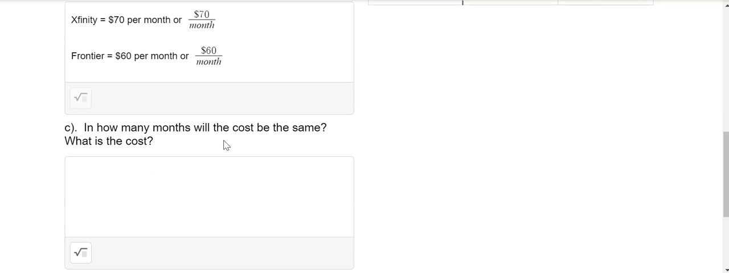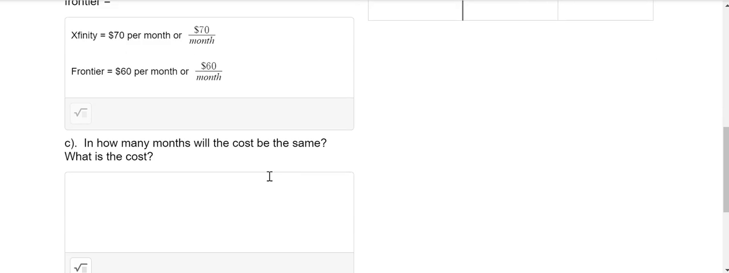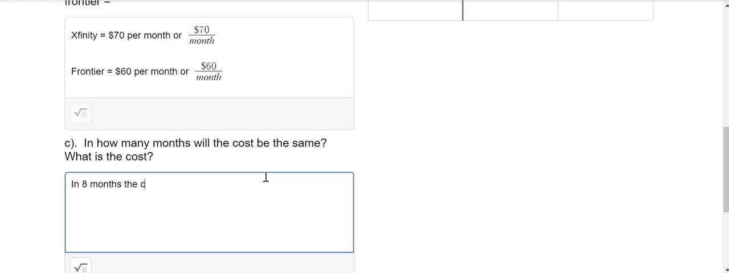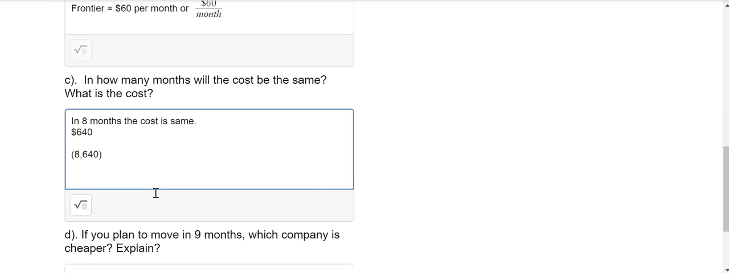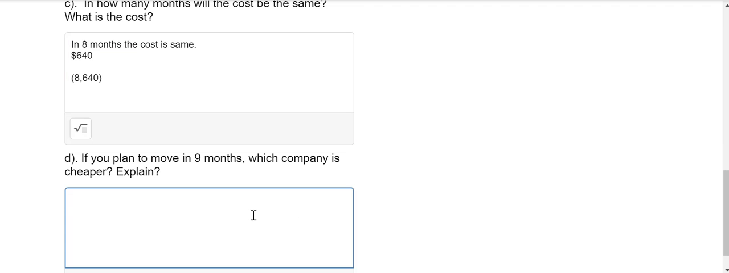Now, in how many months will the cost be the same? Looking at the table, we said it's 8 months. So in 8 months the cost is the same and it's $640. Since it's a solution to the system, we can also write it as (8, 640). If you plan to move in 9 months, which company is cheaper? Explain. We'll say Frontier.